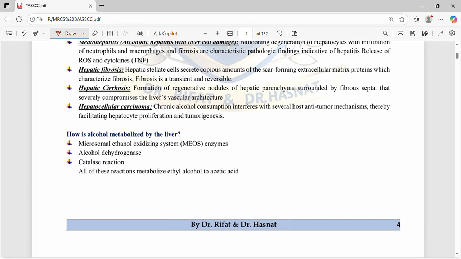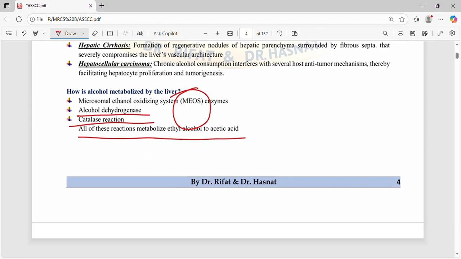How is alcohol metabolized by the liver? Through the microsomal ethanol oxidizing system, MEOS, and the alcohol dehydrogenase catalyzed reaction. All of these reactions metabolize ethyl alcohol into acetic acid.